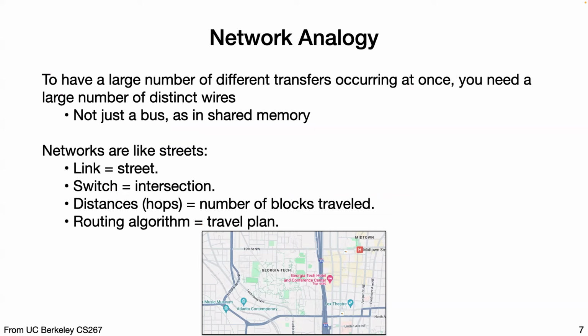In some sense, you can think of the network like a street system. The network is connected by links. The links are like streets, and they have switches between the links, and those are intersections that route you in the correct direction. The distance, or the number of hops that you need to travel, is the number of blocks that you need to travel in a street system. And a routing algorithm, which is independent of the street system, is a travel plan. Not necessarily upfront, but at some point you have to determine which links you're going to take to get to your destination.